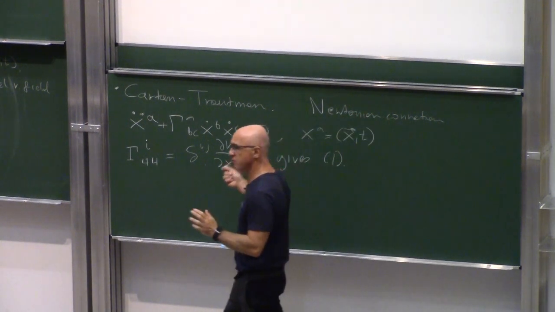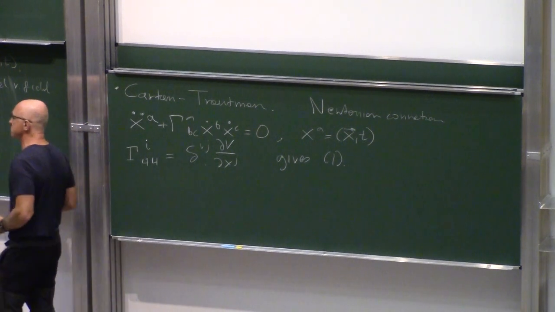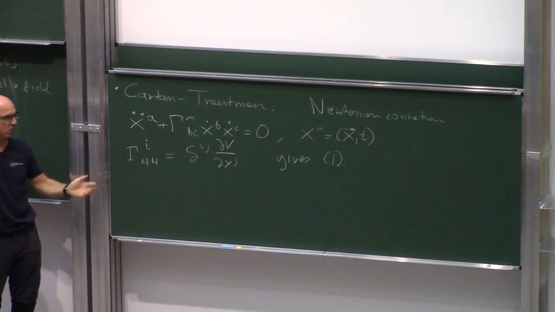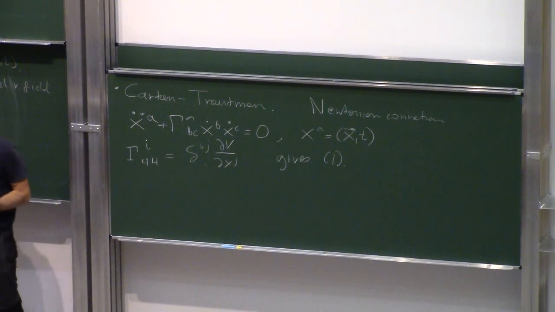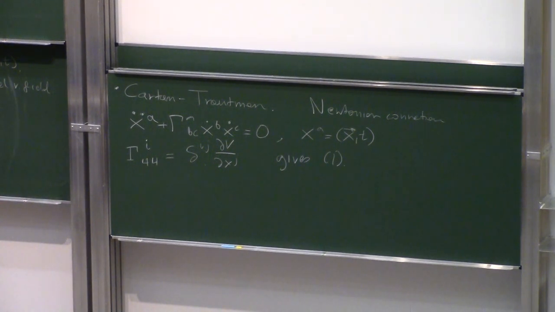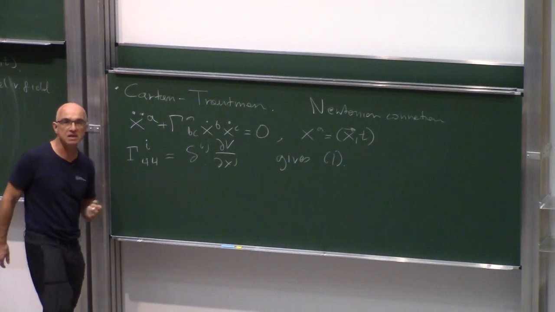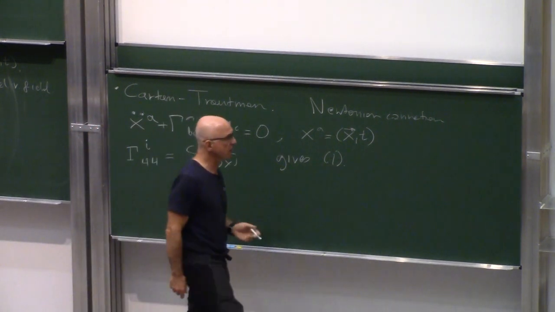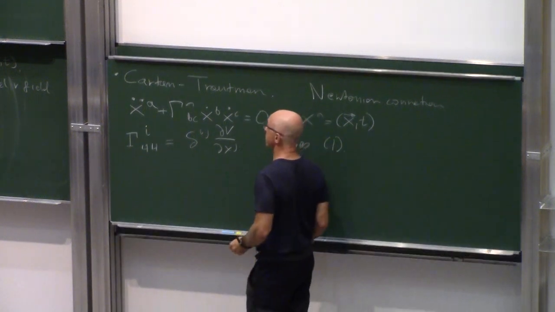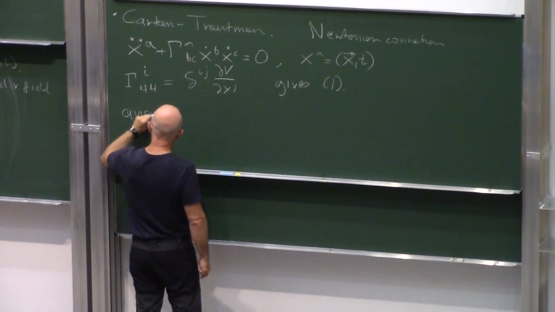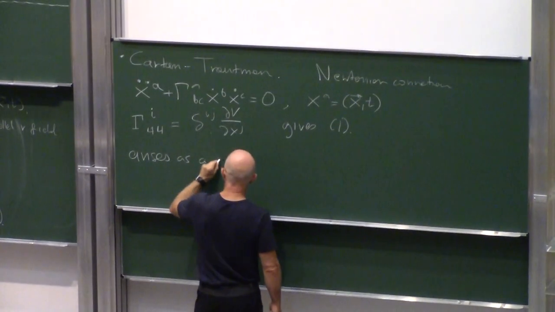Okay, so these are rather different approaches because they both use geometry, but the Cartan-Trautman approach uses a non-metric connection. You can convince yourself that this connection is not the Levi-Civita connection of any metric, whereas in the Eisenhart approach there is an explicit metric in the game. You can then say, well, in this approach, where do such connections come from? Can you obtain them as a limit? So can you obtain Newtonian connections in a limiting procedure from the Levi-Civita connection? So it arises as a limit.